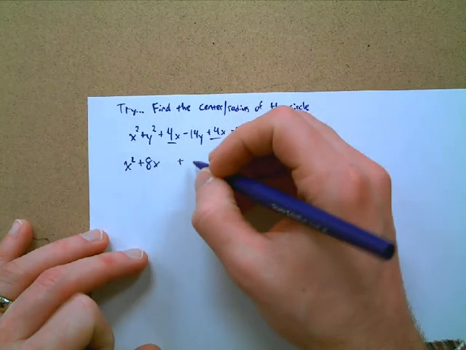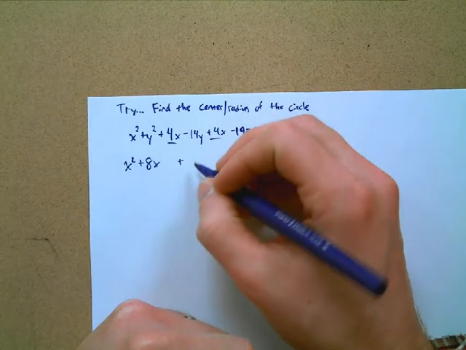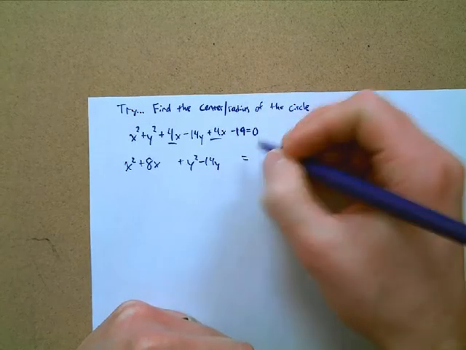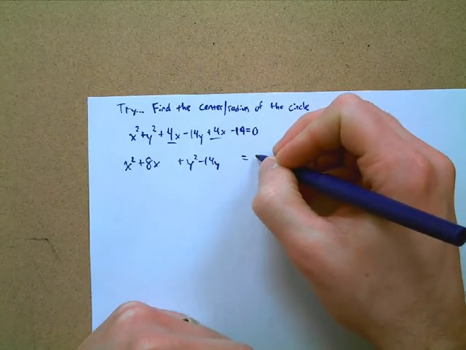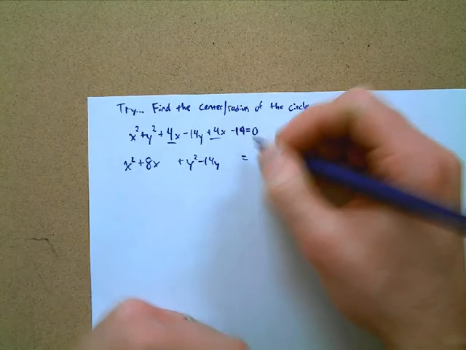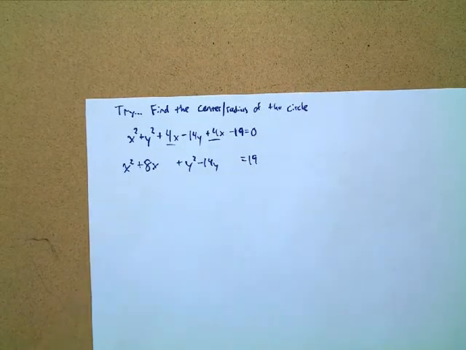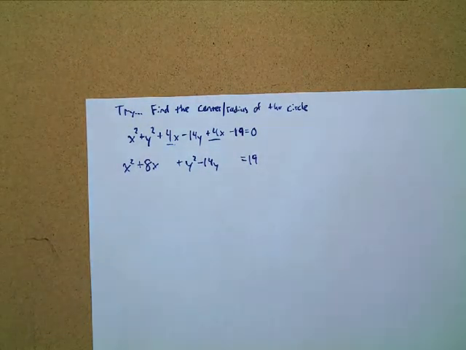16, that's right. And we're going to add the 16 over here to keep it balanced. Again, half of negative 14 is negative 7, squared will be 49. We'll add the 49 over here too. So when we do that, these two things are going to factor. What does that x squared plus 8x plus 16 factor to be?